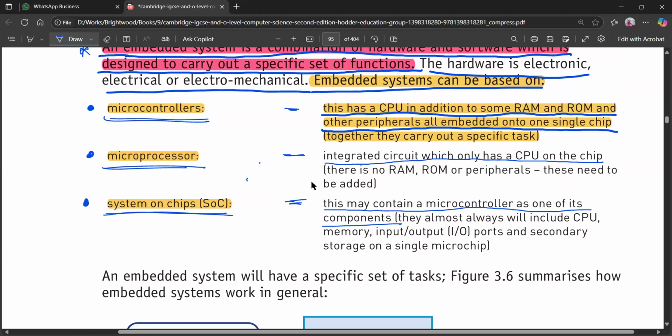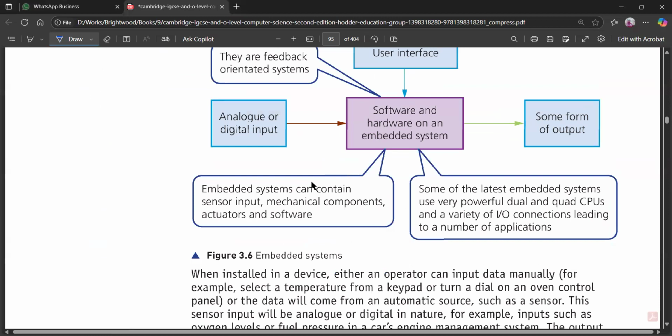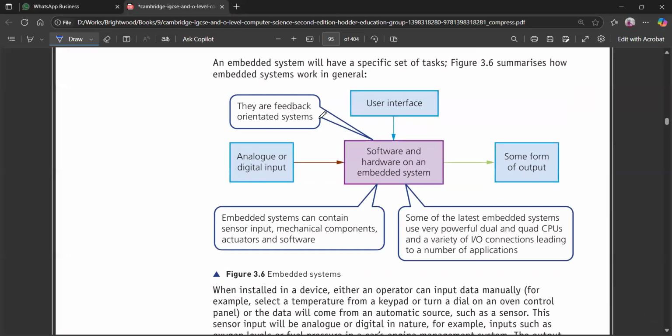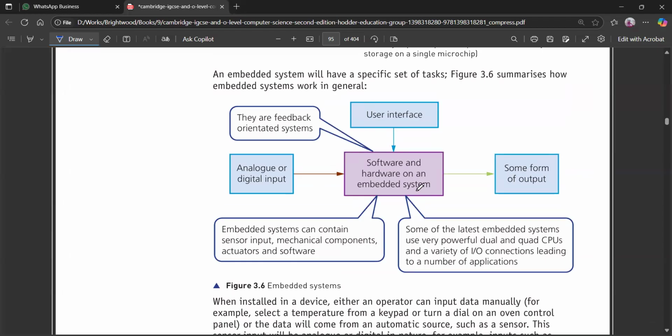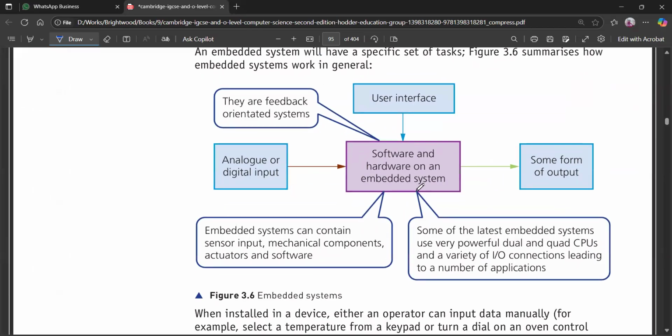An embedded system has a specific set of tasks, as Figure 3.6 summarizes. This is an important part. Look at the embedded system components: they have software and hardware. As said previously, an embedded system is the combination of software and hardware. It should have a good user interface, some form of output, and analog or digital input.